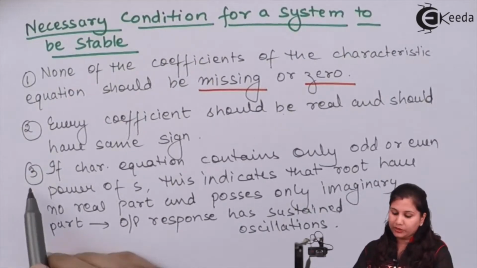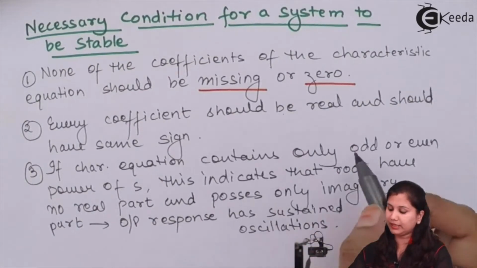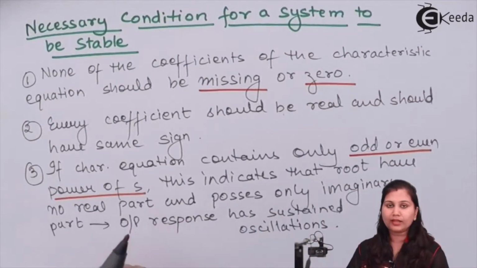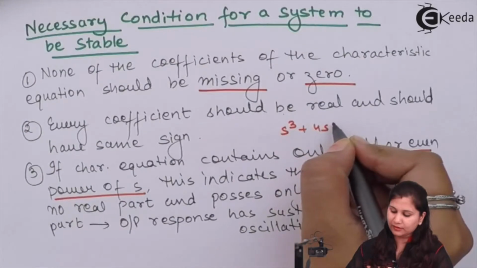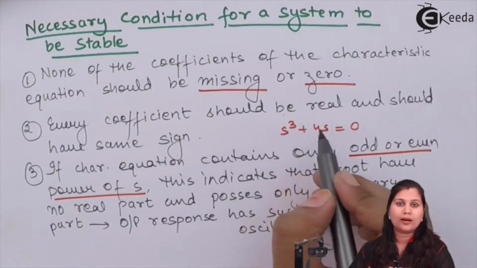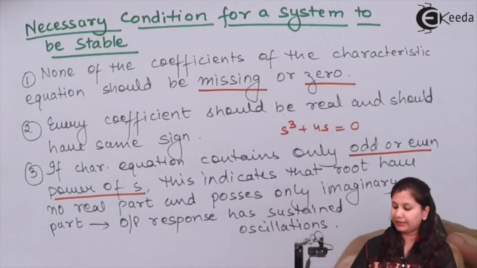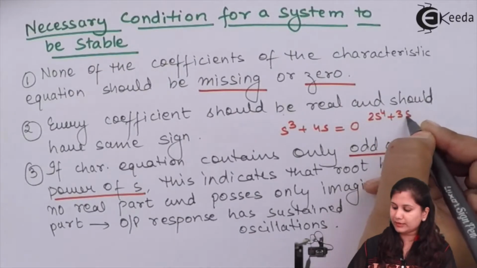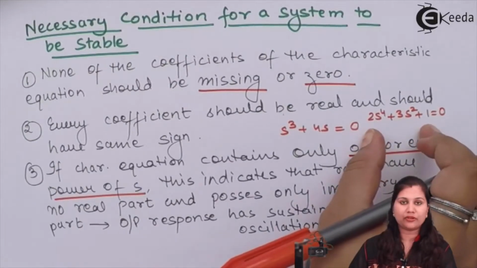Now, the third necessary condition is that the characteristic equation of the system should not contain only odd or only even powers of s. Take an example: if we have s^3 plus 4s equals 0, we have only odd powers of s present. And if we take an example like 2s^4 plus 3s^2 plus 1 equals 0, only even powers of s are present.